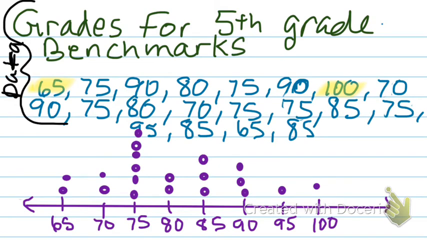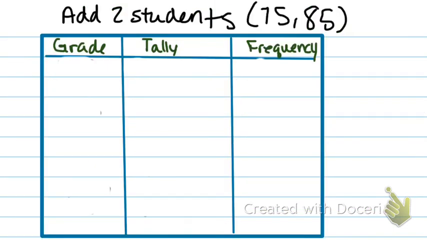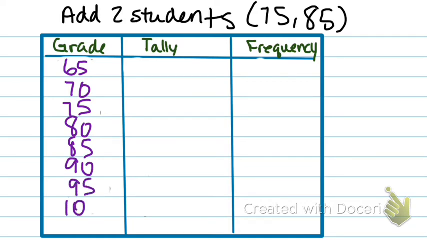Okay, so another representation that we could have is a frequency table. For our frequency table, we're going to record that same data, but we're also going to add 2 more students that perhaps were absent on the day of the benchmark and came and took it late. So just like with our dot plot, we need to label our categories, which in this case is the grades. So under grade, which is where our categories are going to go, this first column, we're going to label 65, 70, 75, 80, 85, 90, 95, and 100.